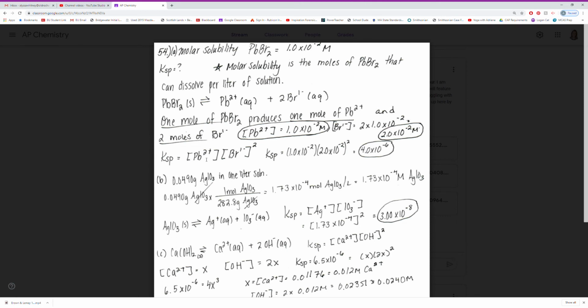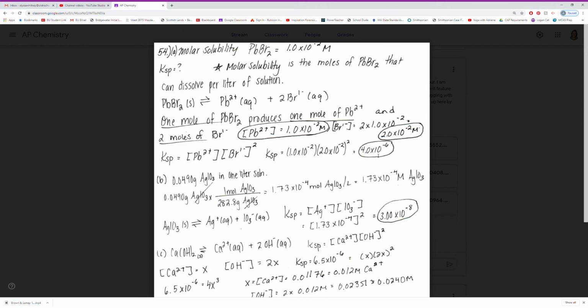That's where that 2.0 times 10 to the negative 2 molar comes from. So I write out my equilibrium expression: Pb2+ times the concentration of Br1- squared. Don't forget the square. Then I plug in my givens up here, and I solve, and I get 4.0 times 10 to the negative 6.